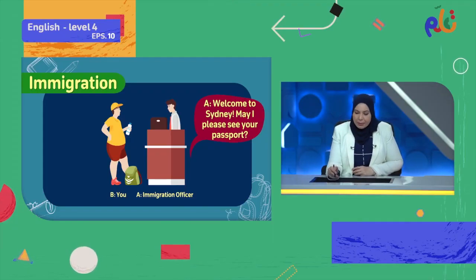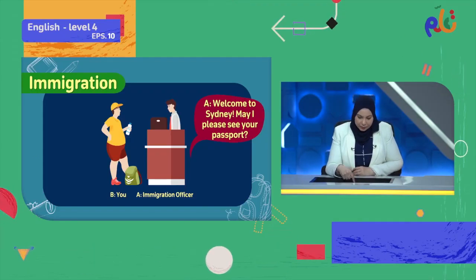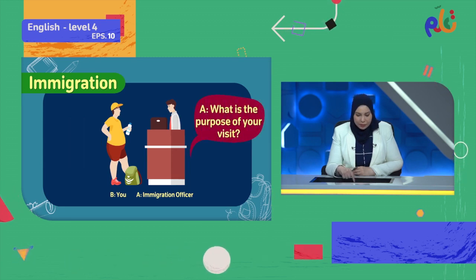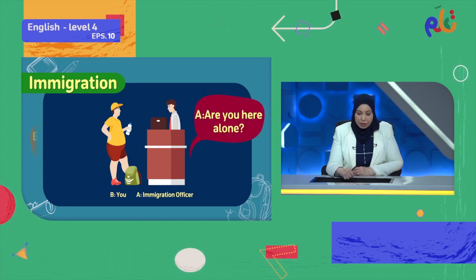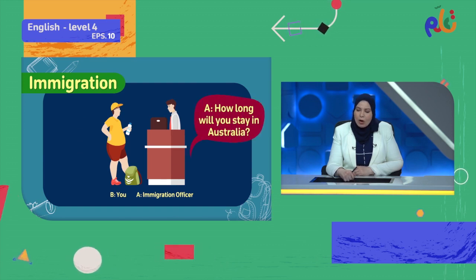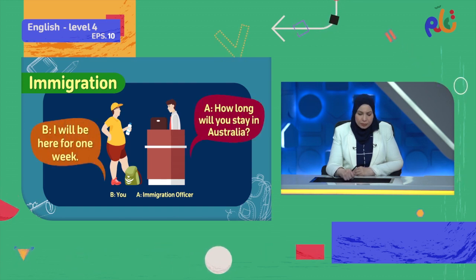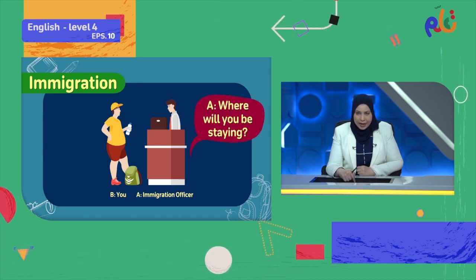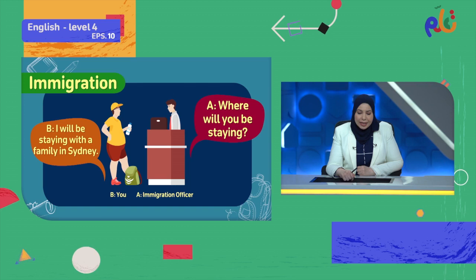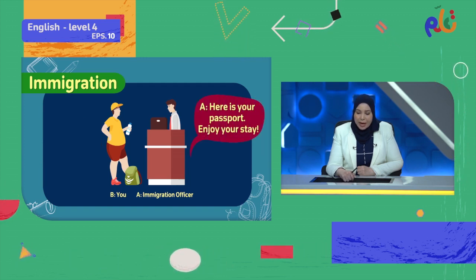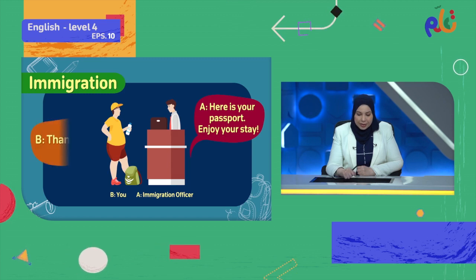So, welcome to Sydney. May I see your passport, please? Here you are. And what is the purpose of your visit? I am here visiting family. Are you here alone? No, I'm with my family. And how long will you stay in Australia? I'll be here for 1 week. Where will you be staying? I'll be staying with family in Sydney. Here is your passport. Enjoy your stay.